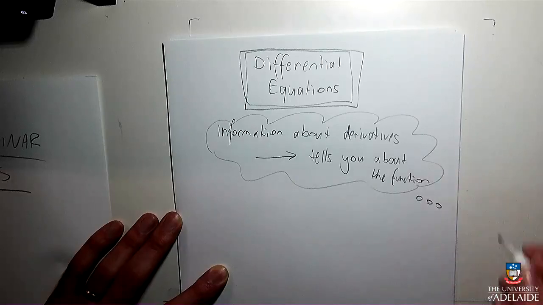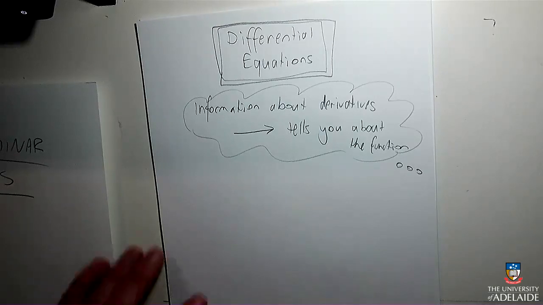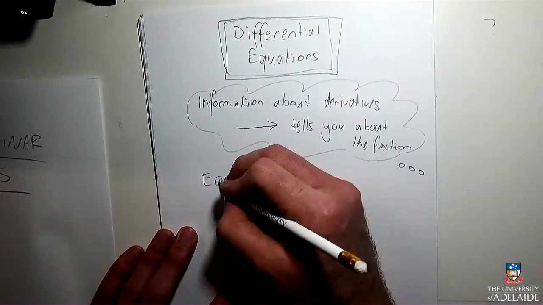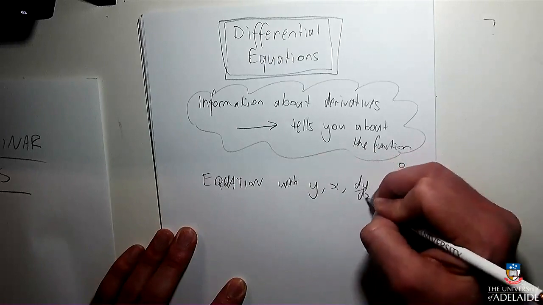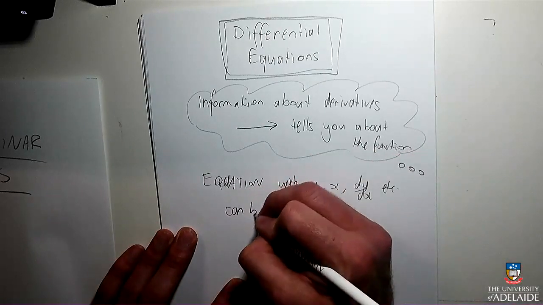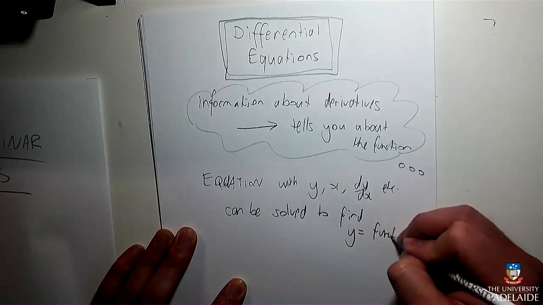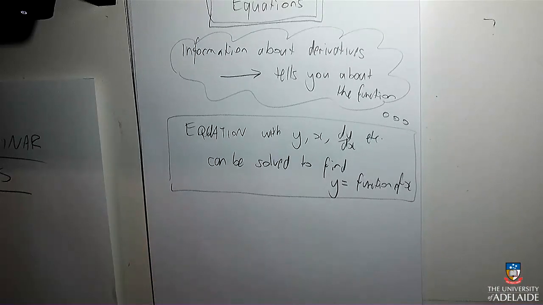And specifically, an equation that involves the original quantity and the derivative and whatever the independent variable is can be used to figure out what the original function is. And it's called a differential equation. It's usually with y and x and dy and dx, etc., to find y equals function of x. That's the specific idea. So not just information, but an equation. And that kind of equation is called a differential equation.